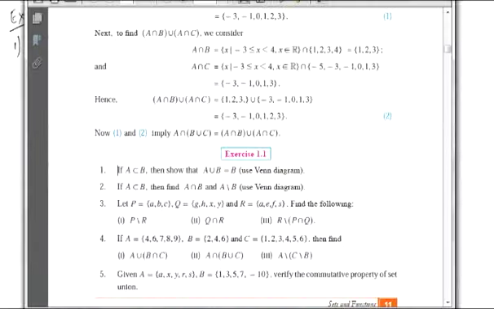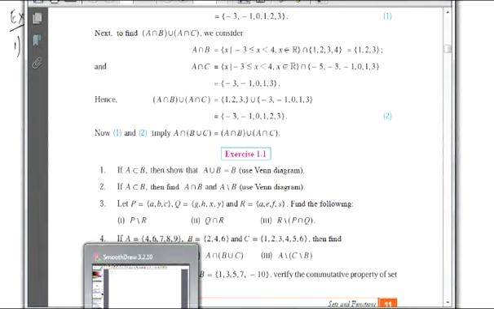Exercise 1.1, first problem: if A is a subset of B, then show that A union B is equal to B. Given is A is a subset of B. Note, you can use this symbol or this one for subset. Both are one and the same.